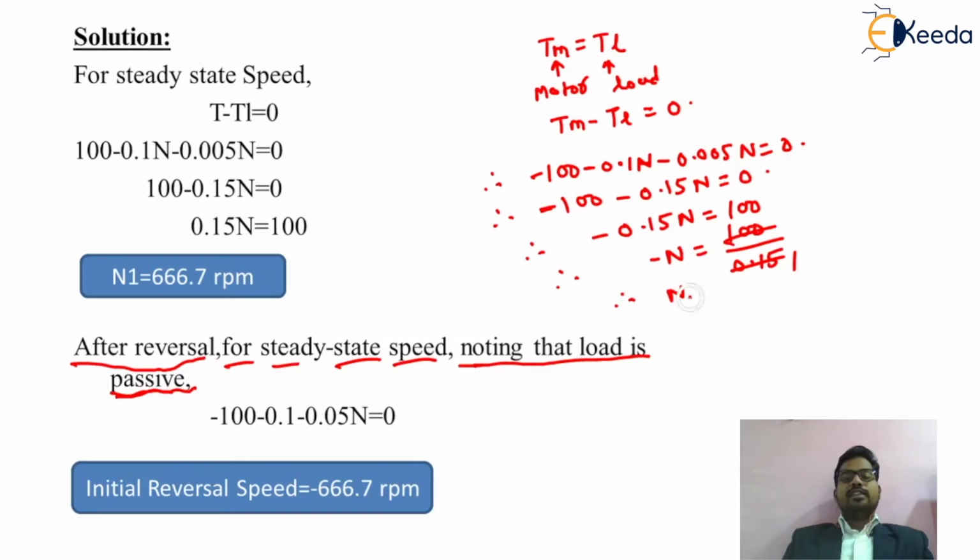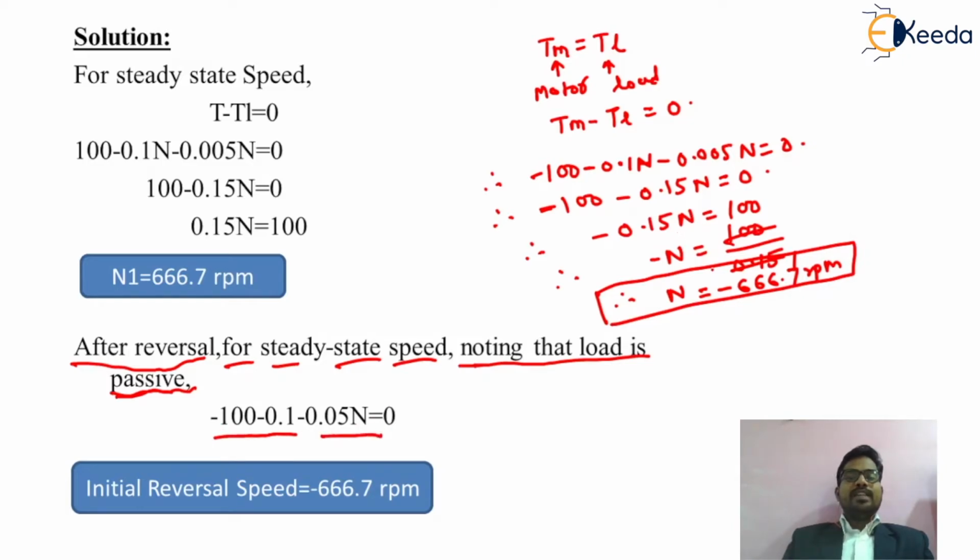This is called as the reversal speed, and the symbol of that particular speed is now negative, minus 666.7 rpm. So we are getting the value of the speed for that particular thing. This speed is not the final speed, this will be the initial reversal speed of your motor.